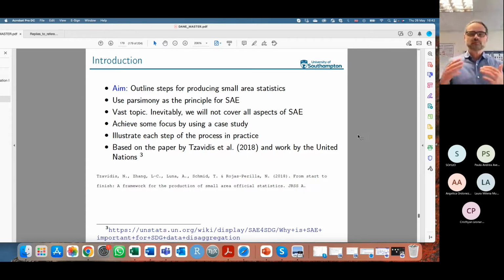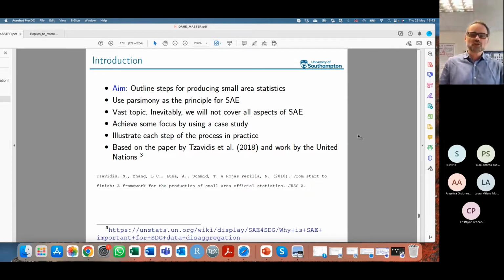And of course, this is really a vast topic, and that came up in some of the communications we had prior to the training. It's a really vast literature. You can use various models, various specifications, various frameworks, and so on. You can use hierarchical-based methods. You can use frequentist methods. So inevitably, we're not going to cover all aspects of small area estimation as part of this session here.